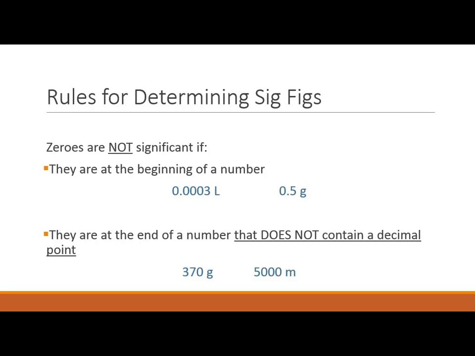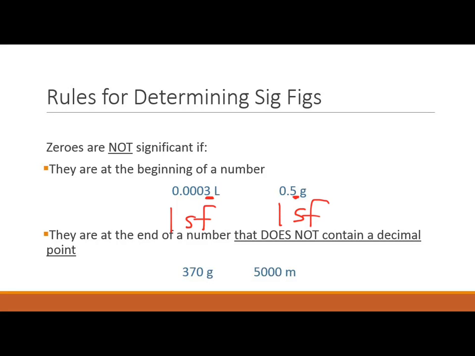Okay, they are not significant if they are at the beginning of a number. So in this case we only have 1 sig fig because we have a whole bunch of leading zeros at the beginning of a number, and it doesn't matter whether or not there's a decimal point in there.